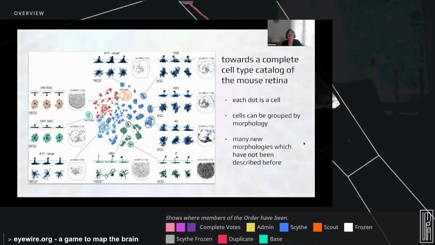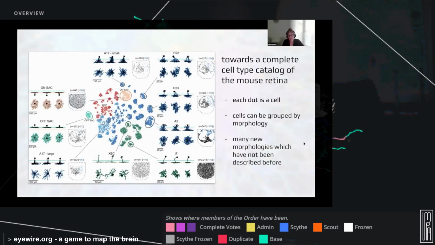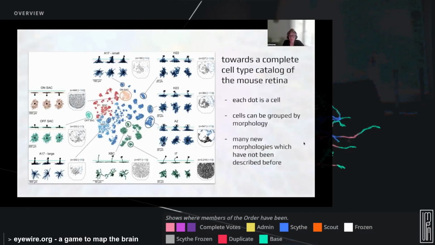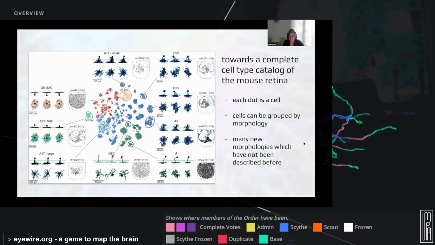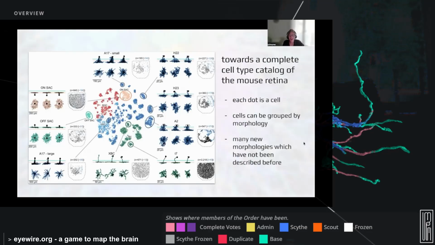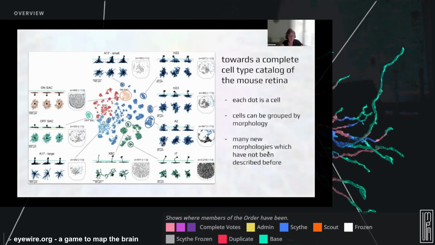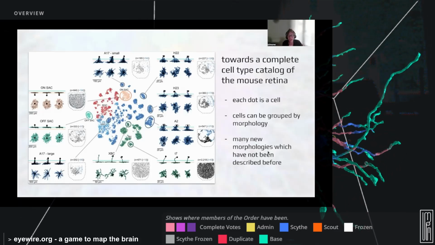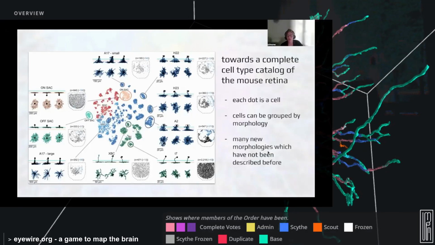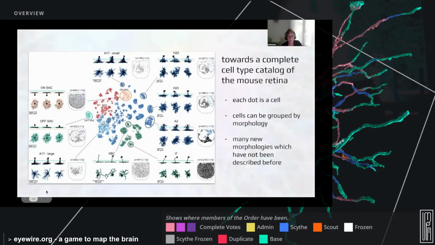So one of our goals is actually to have a complete catalog of the different cell types that we have in the retina. Especially the amacrine cells that Julia mentioned in the beginning, they are very diverse in how they look morphologically. And we hope that we will discover quite a few new types that haven't really comprehensively been described before.